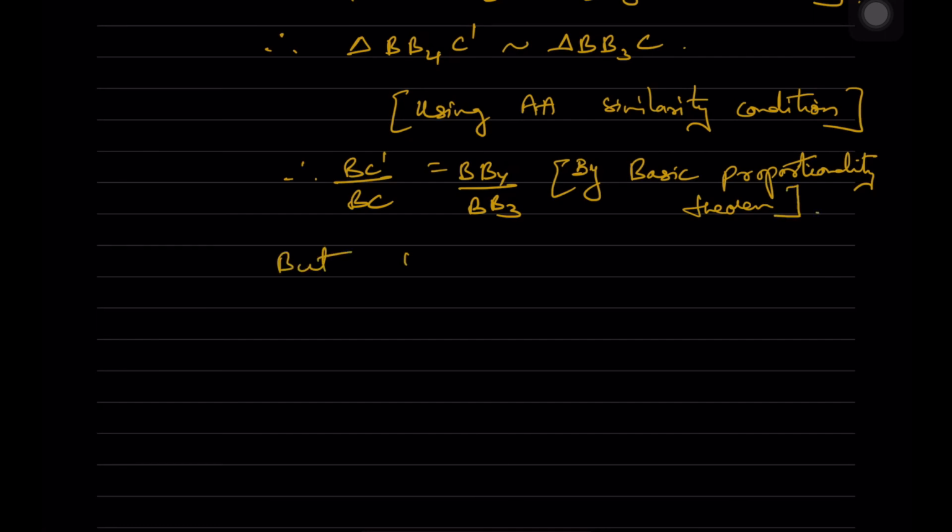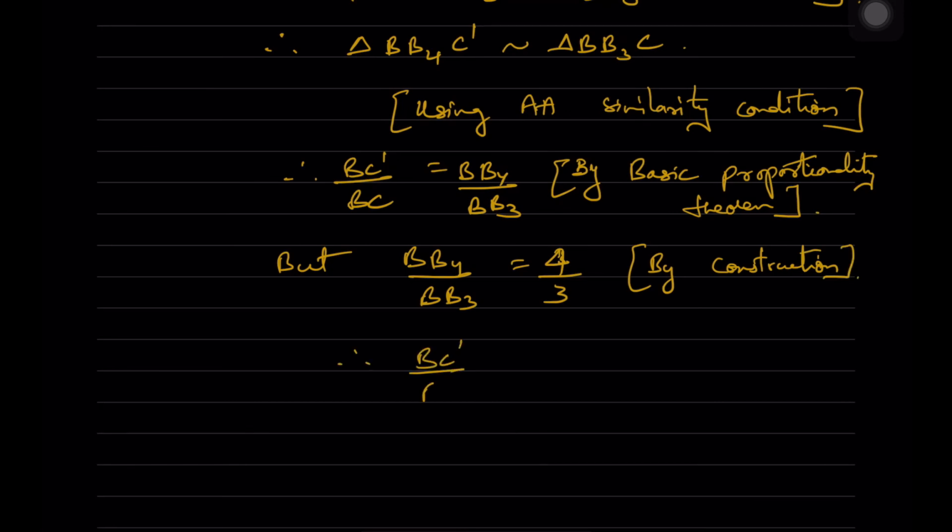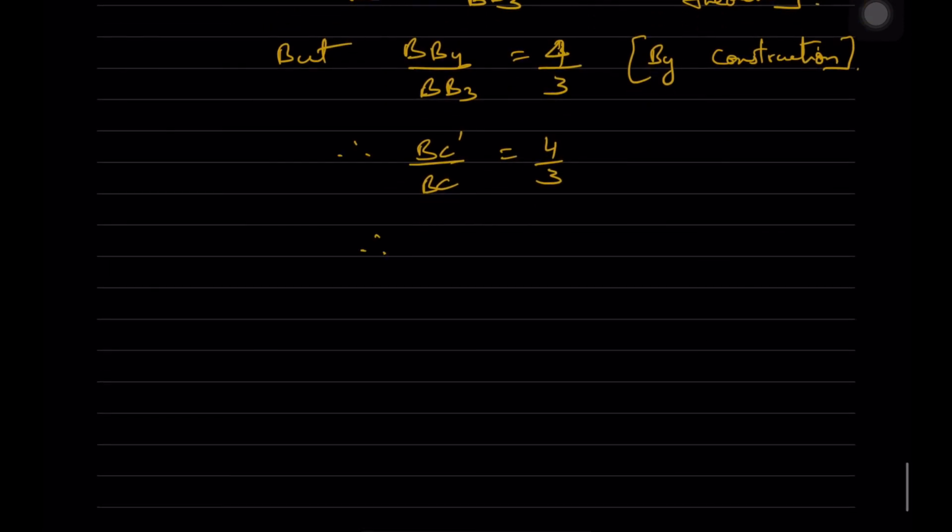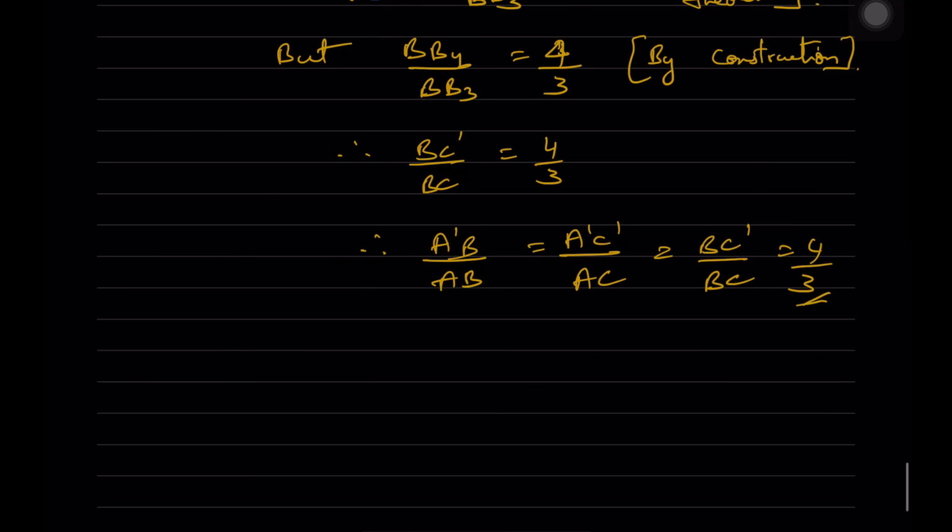But we also have that BB4 by BB3 is equal to 4 by 3 by construction. Therefore, BC dash by BC is equal to 4 by 3. Therefore, A dash B by AB is equal to A dash C dash by AC, which is equal to BC dash by BC, which is equal to 4 by 3.